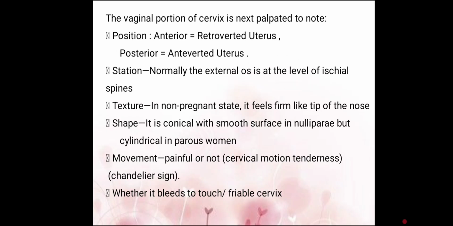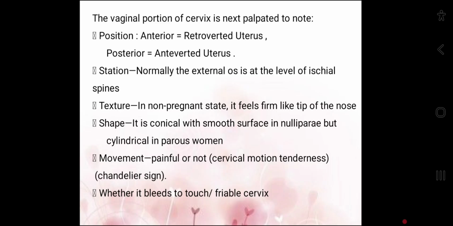Painful cervical movement is called cervical motion tenderness or chandelier sign, which indicates pelvic inflammatory disease or other pathology causing peritoneal irritation. During cervical palpation, note if it bleeds to touch or not. Bleeding to touch means friable cervix, which can be physiological or pathological. Physiological during pregnancy and when using pills, hormonal contraception, and pathological in case of inflammation and malignancy.